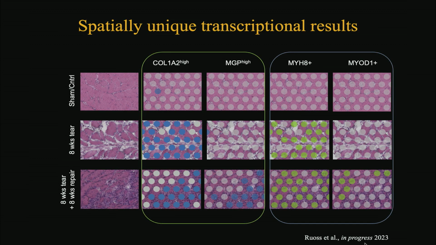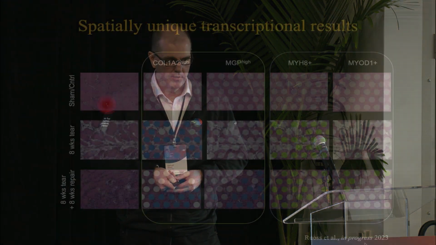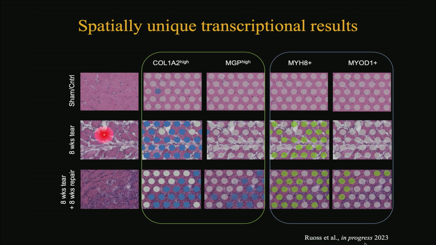And I'll just tell you one part of that story that I think is pretty interesting, and I'm going to simplify it. Sham control is the top row. This is what the histology looks like. 8 weeks of repair and 8 weeks of tear. 8 weeks of tear plus 8 weeks of repair. The dots and the colors on the dots represent transcriptional activity for the given gene that's listed at the top.